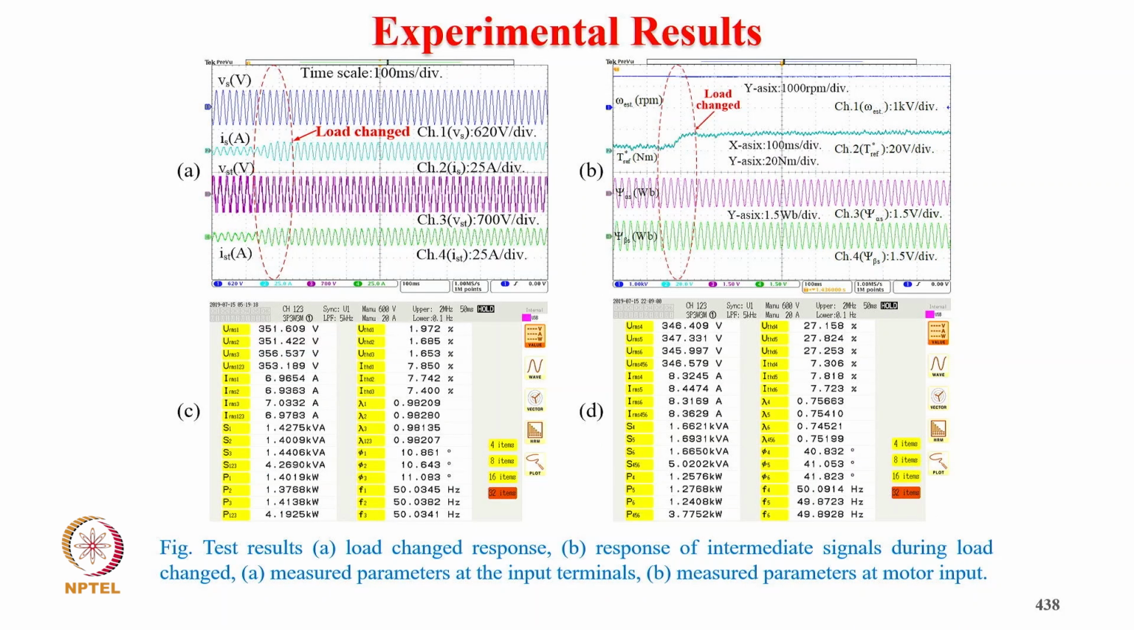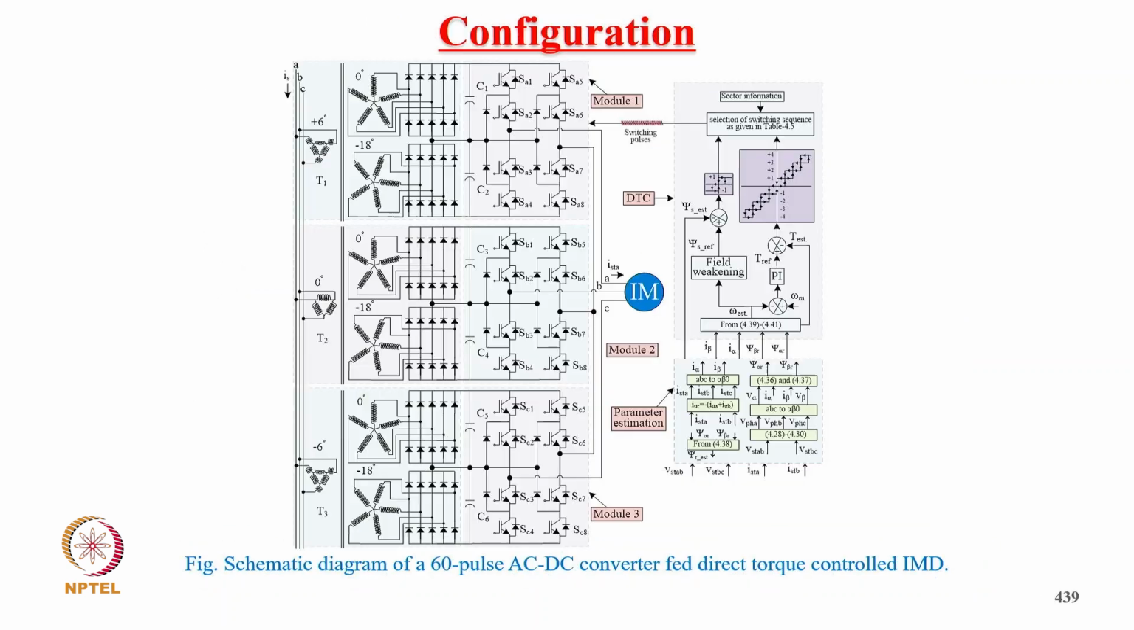These are the performance supply voltage, supply current, and motor voltage, motor current during the typical load change, and how the corresponding flux and torque are estimated, and the performance power factor as well. THD power factor remains 0.98, and the THD also remains less than 7%.